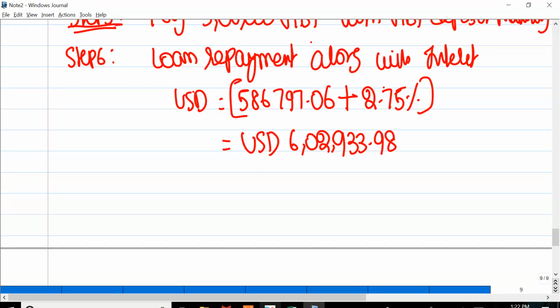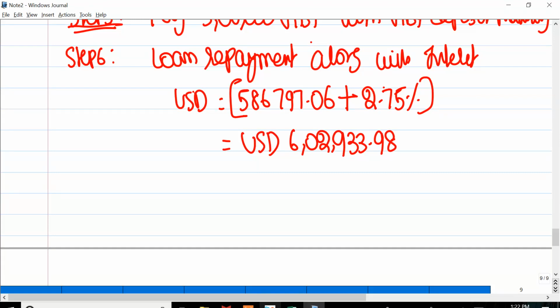Any doubts on 6,02,933.98? Clear? So in the first forward contract we were paying 5,88,000. In the money market hedge we pay 6,02,933.98. Any doubts on this?